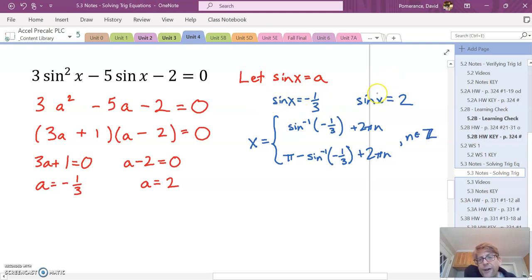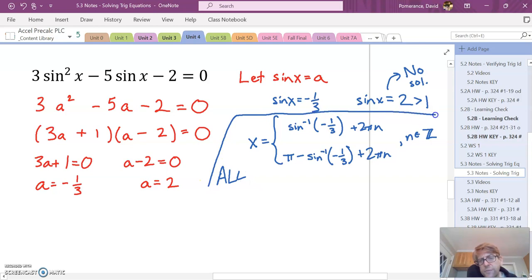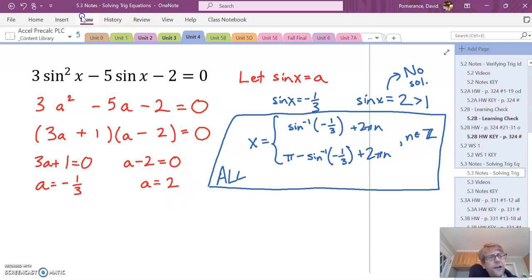Now, before you just jump blindly into doing the same thing with the 2 that we did with the negative 1/3, let's think about how 2 is greater than 1. And the sine of x is never greater than 1. This is not possible. There's no solution from this equation. Sine of x never equals 2. So forget about it. It doesn't give us any new solutions. So these would be all the solutions to the original equation in exact form.